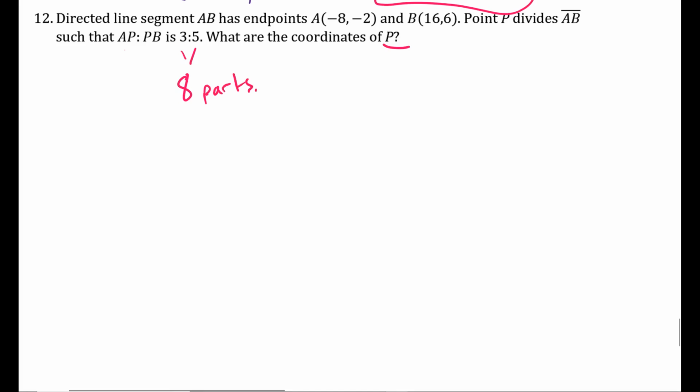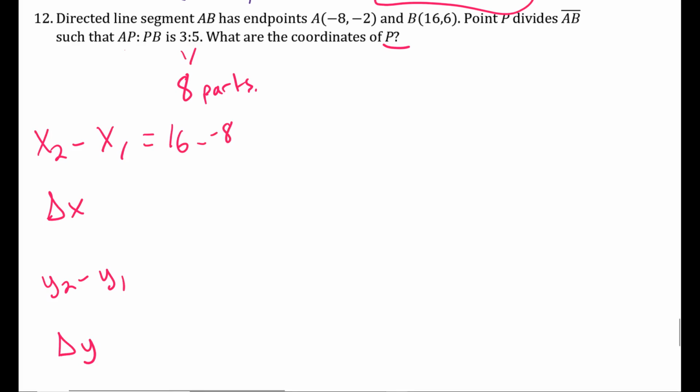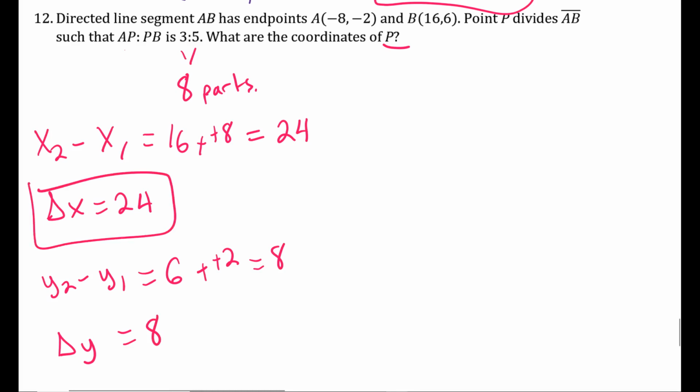So I'm going to do the same thing, where I subtract my x values to get my total change in x, and I subtract my y values to get my total change in y. So in this case, 16 minus a -8 becomes 16 plus 8, or 24, so that's my total change in x. And for my y's, 6 minus a -2 becomes 6 plus 2, or 8. So my total change in x is 24, and my total change in y is 8.